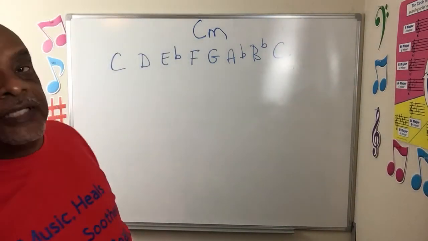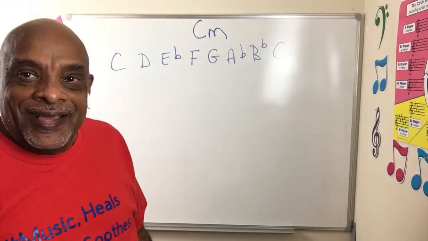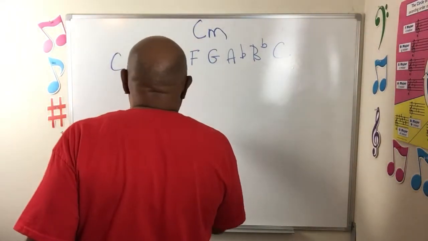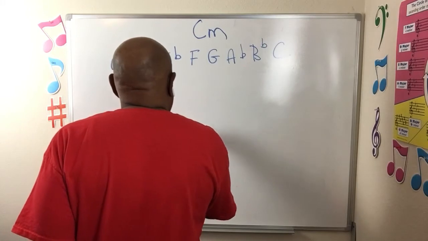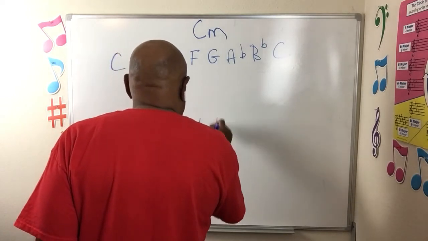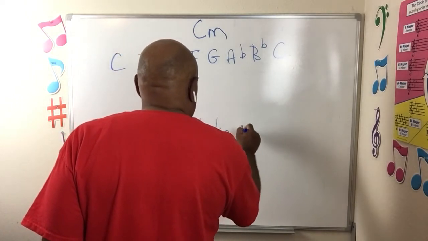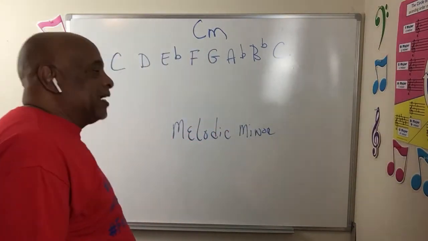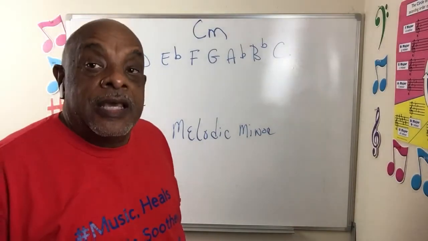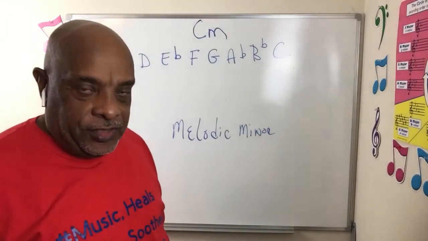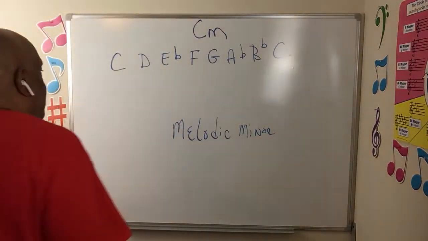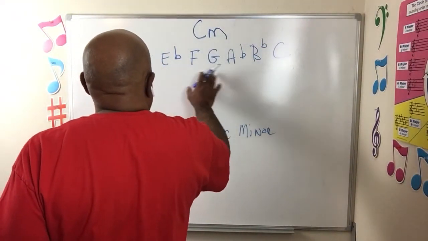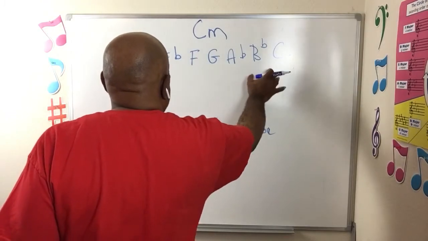Now, there's a difference in the melodic minor. Just like in the harmonic minor, there's a difference. In the melodic minor, there's a difference. Now, we got C, D, E flat, F, G, A flat, B flat, C.